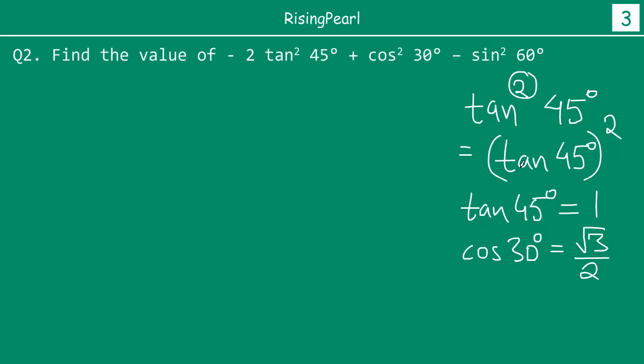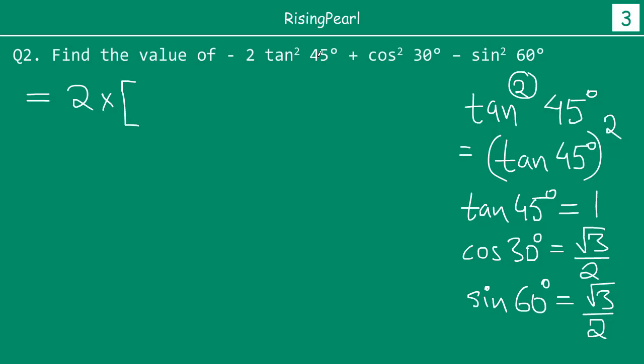Sine 60 degrees is going to be square root 3 by 2. So now let's write this expression. So this will be 2 multiplied by tan 45 square. So actually we can write this as, let's write it this way, complete step by step.